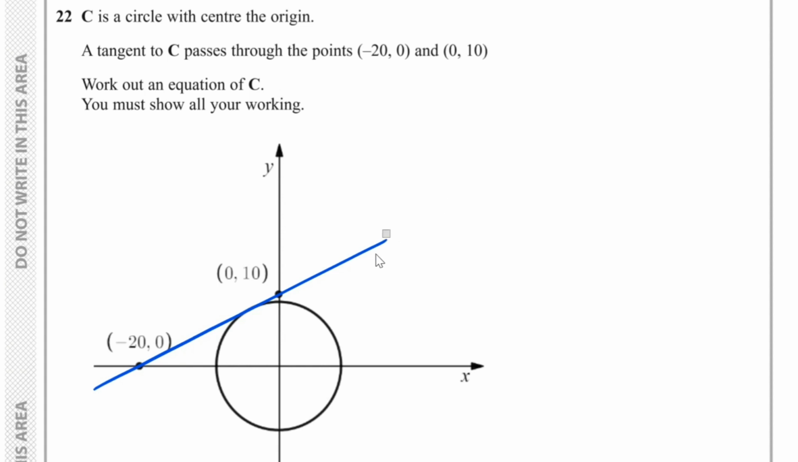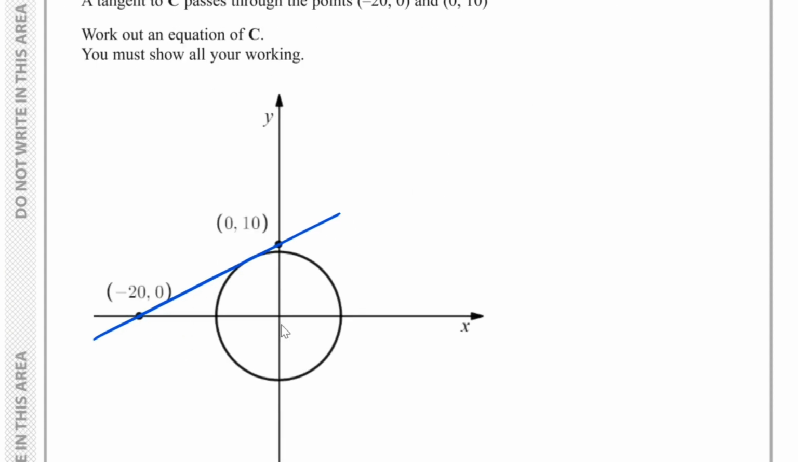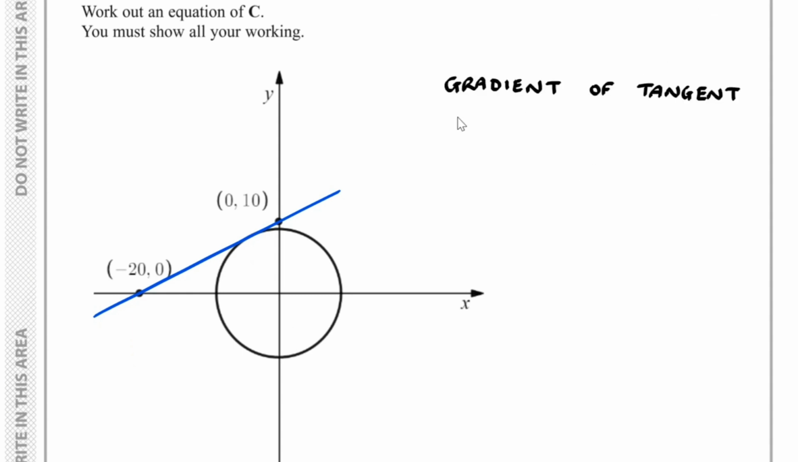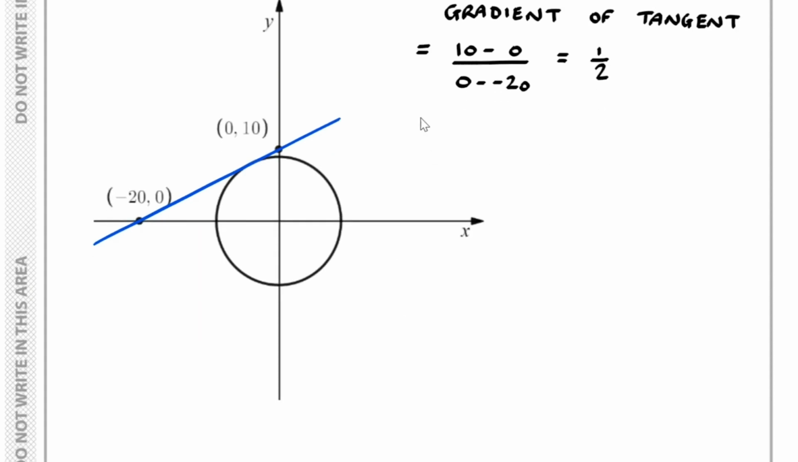What we'll do to begin with is find out the gradient of the tangent to the curve. So the gradient of the tangent, that's equal to, well, we've got here 10 take away 0 divided by 0 take negative 20, which is equal to 1/2. And so what we can conclude from here then, the gradient of the radius is minus 2.